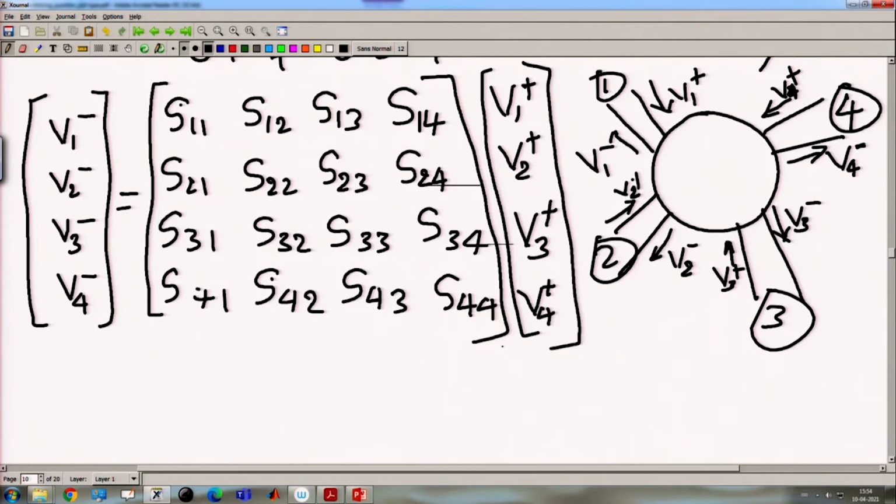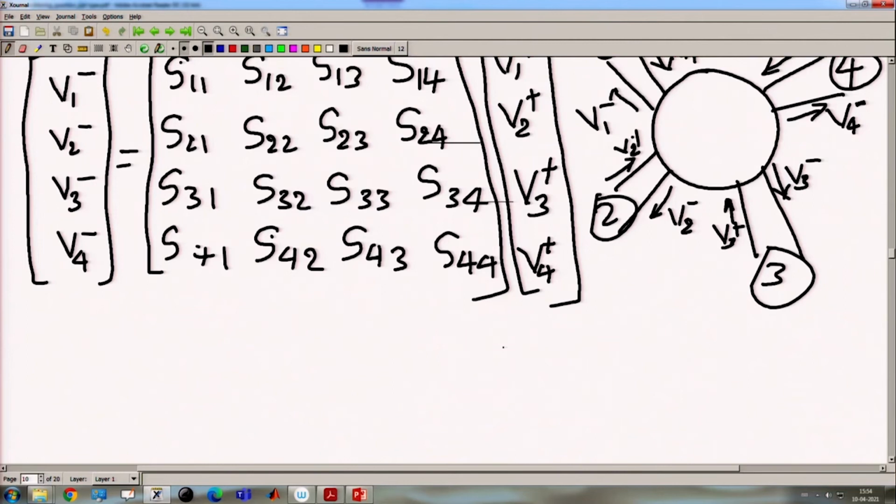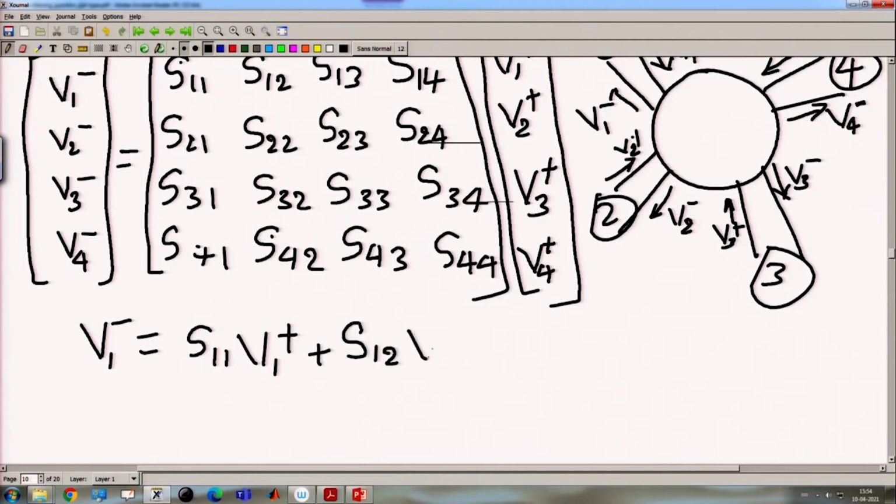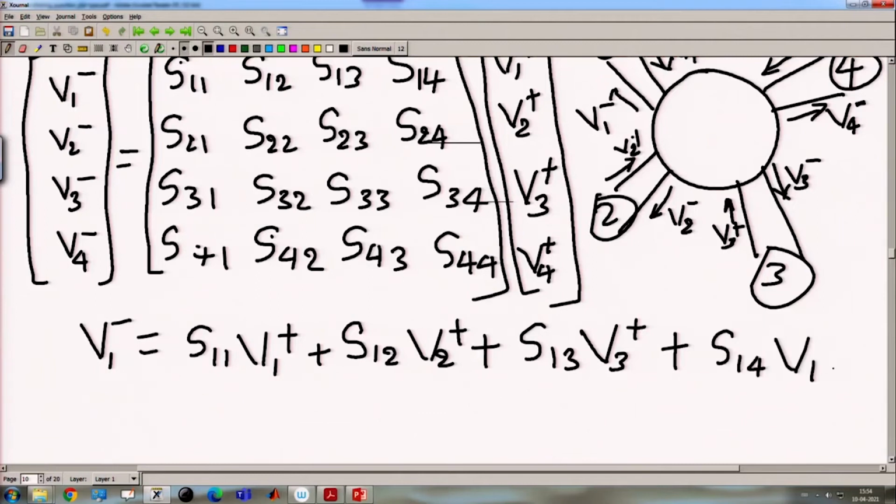In equation format it can also be written as V1 minus equal to S11 V1 plus plus S12 V2 plus plus S13 V3 plus plus S14 into V4 plus.